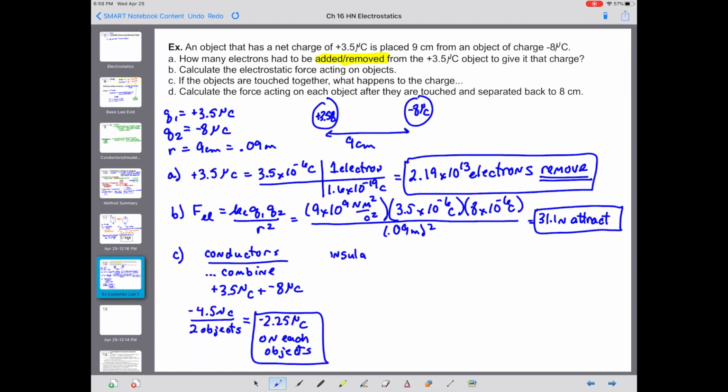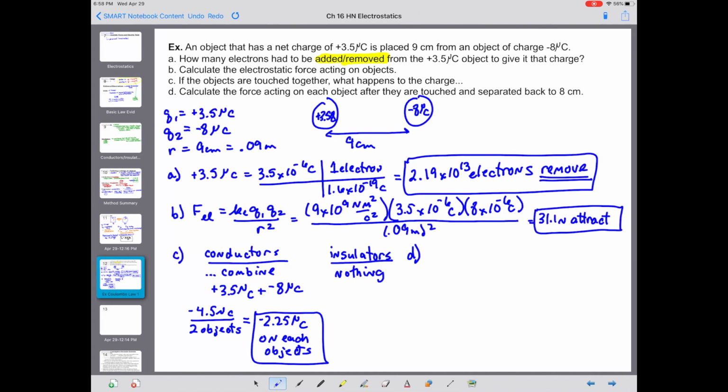If they're insulators, then insulators do not transfer charge easily. So then if you touch them together, nothing happens because they cannot transfer the charge. You pull them back apart, they have exactly the same charge they had previously.